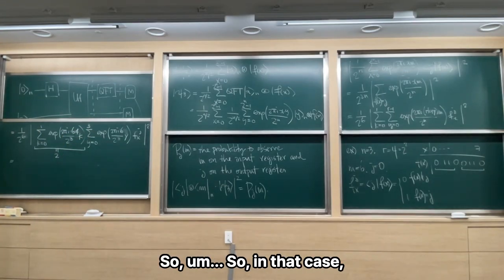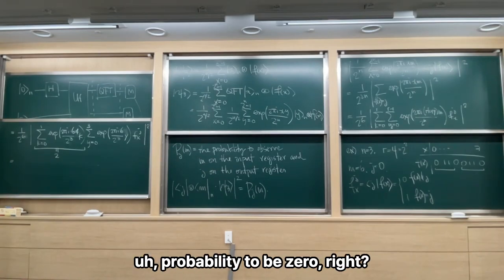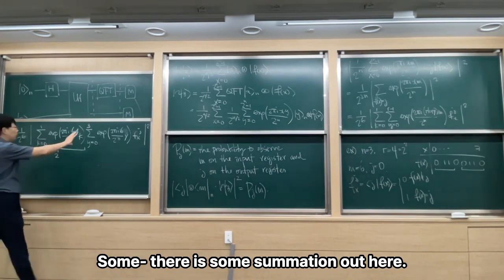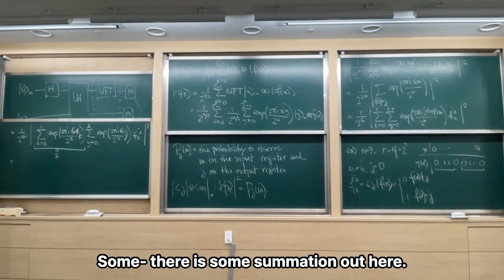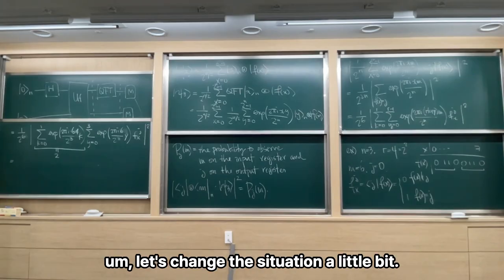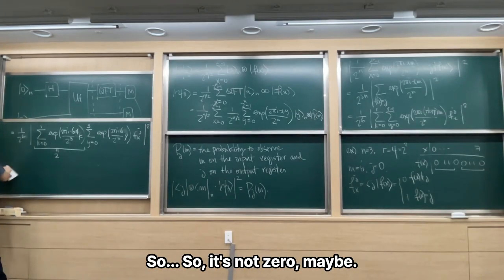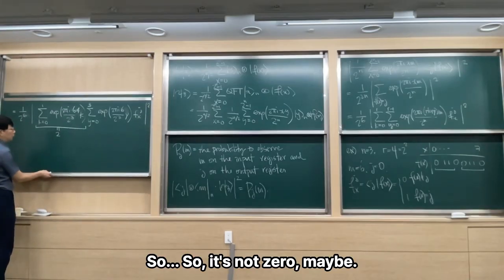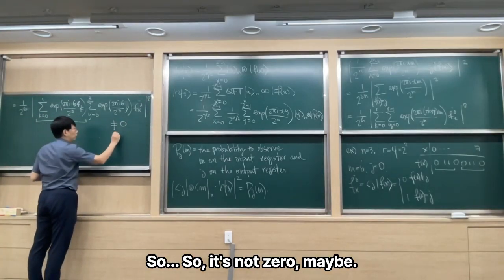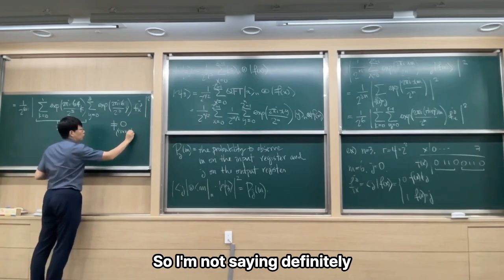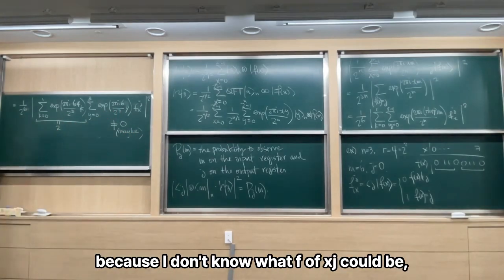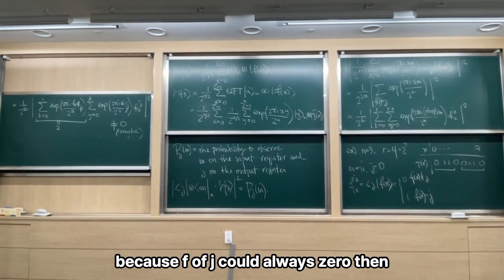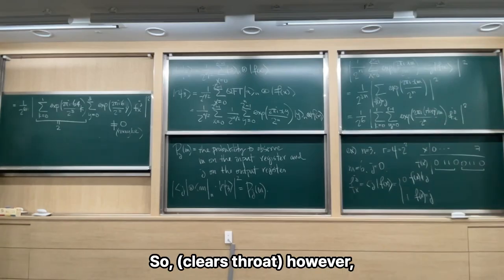So in that case, you don't expect that this probability to be 0, right? So there's something out here. There's some summation out here. By the way, let's change the situation a little bit. It's not 0, maybe. So I'm not saying definitely because I don't know what f of xj could be. Because f of j could always be 0, then I don't see anything here.